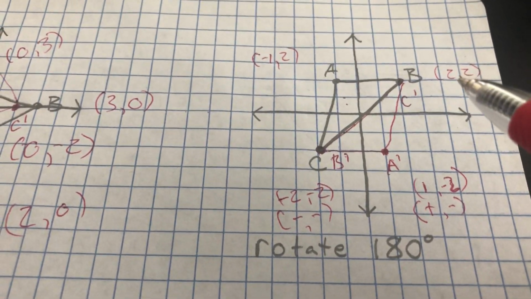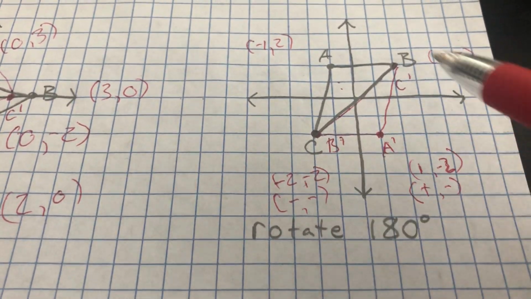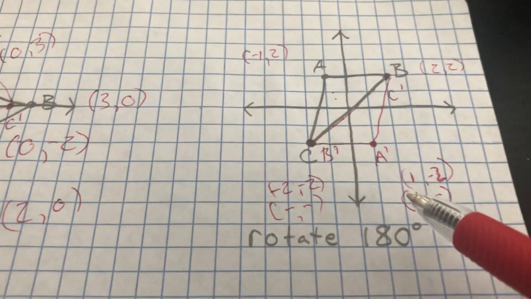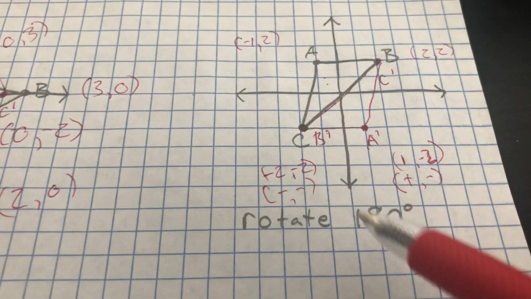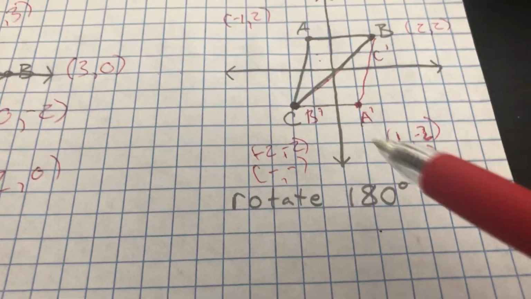So you see how these were two positive? That's going to end up to be both negative. This one was both negative. It's going to end up to be both positive. This was negative 1, positive 2. It ended up to be positive 1, negative 2. So a 180-degree rotation literally just changes the signs, and they jump onto the opposite quadrant.